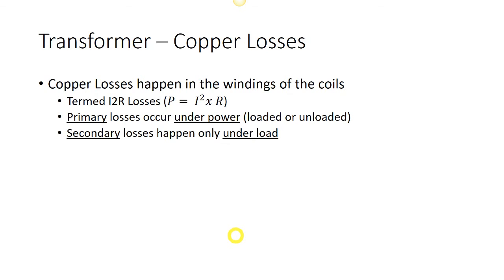Secondary losses happen only when it's under load. By definition, you have to have current flowing through resistance to experience these I2R losses, or the power and heat losses. And if we don't have a load on the secondary, we're not going to experience those losses. So primary losses will happen under power. Secondary losses will happen under load. Those sound like test questions to me as well.